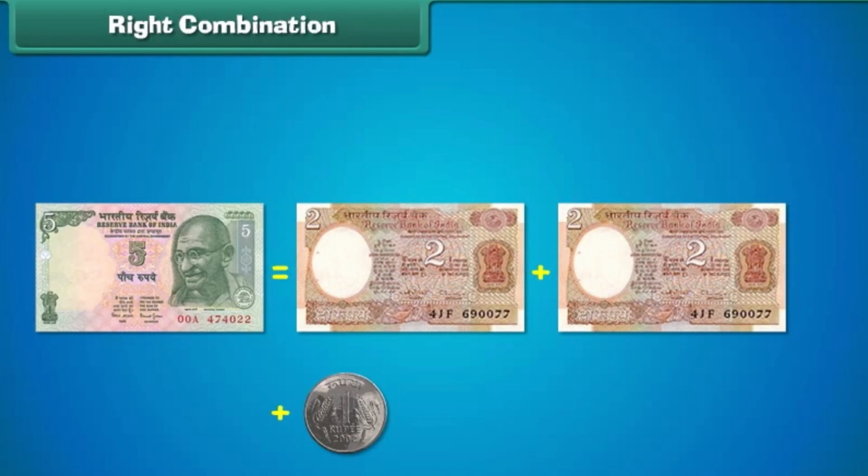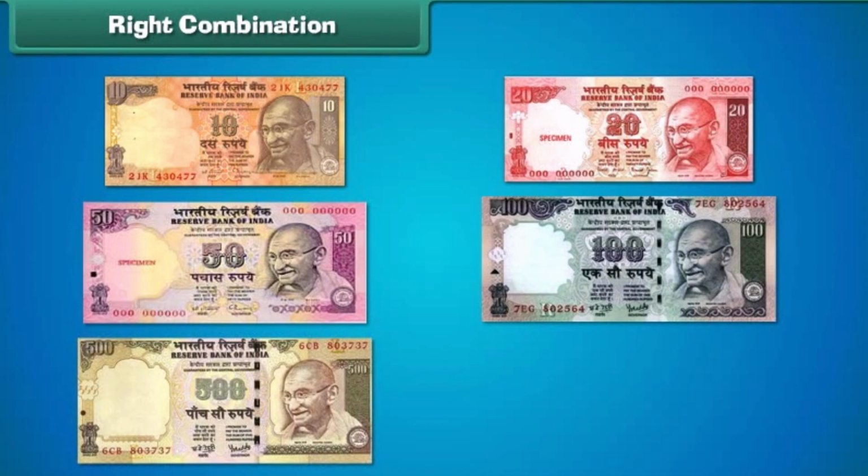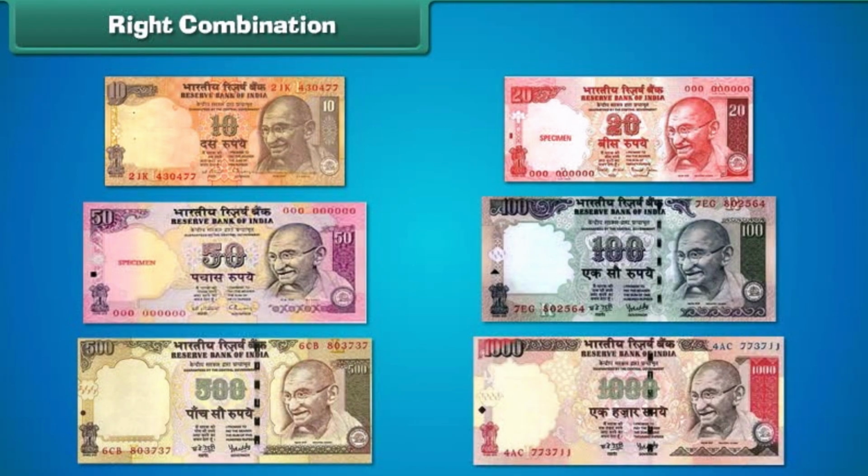Similarly, we can have different right combinations for 10, 20, 50, 100, 500 and 1000 notes.